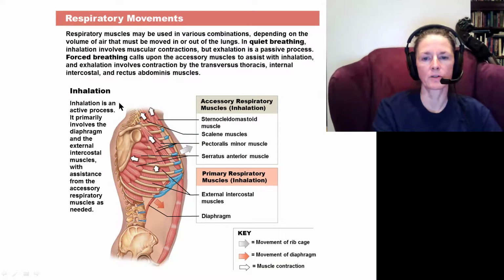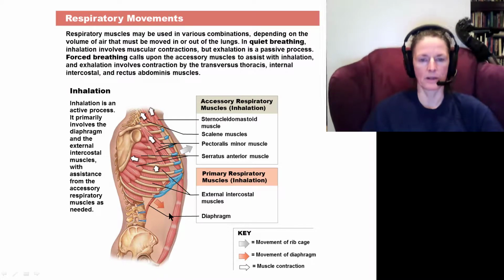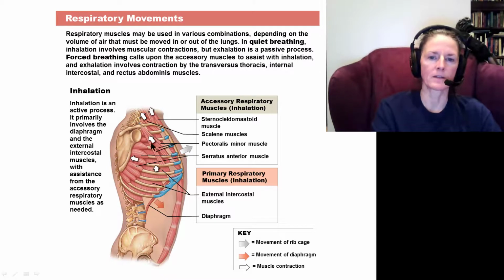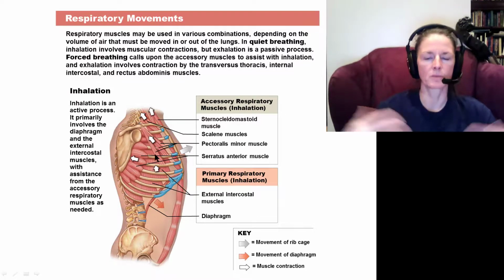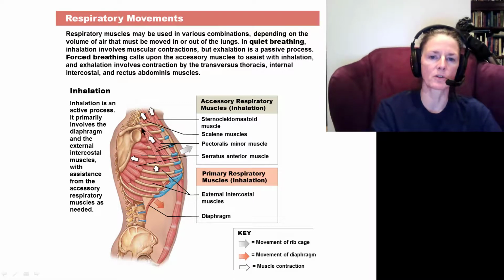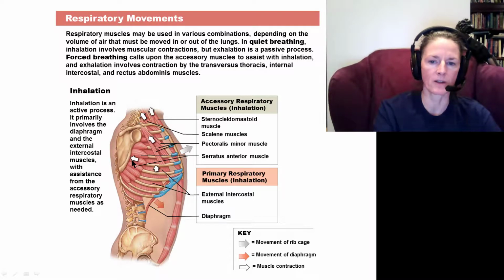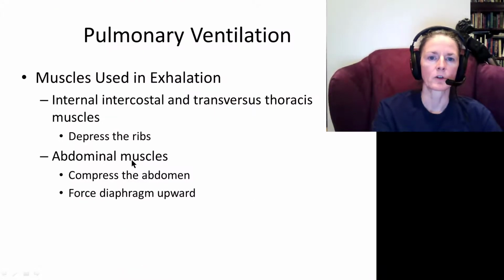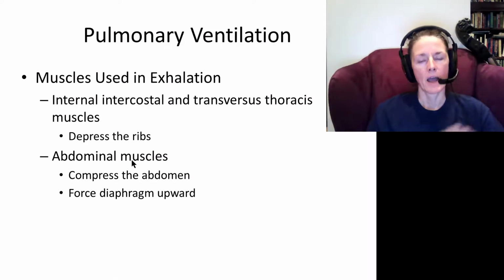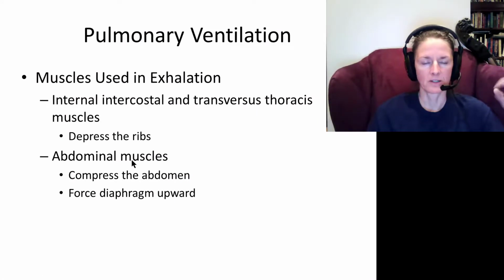All right, so here's some examples of the muscles again used in inhalation and how they're working. The diaphragm is pulling down and out this way, and the external intercostals are going to be lifting the ribs and the sternum. We can also recruit our sternocleidomastoid, our scalenes, our pectoralis minor, and our serratus anterior as well. So when we exhale, remember that typically exhalation is a passive process.